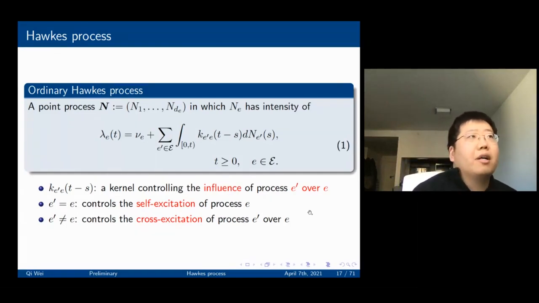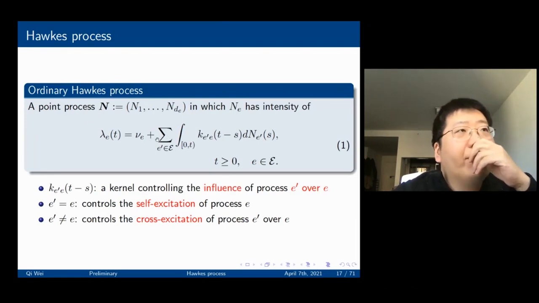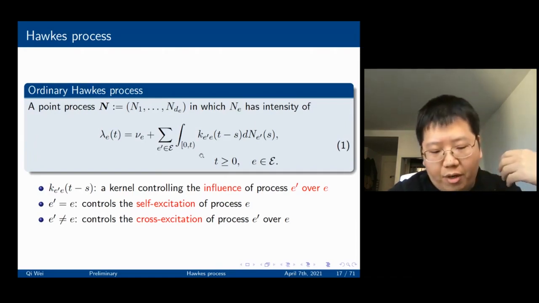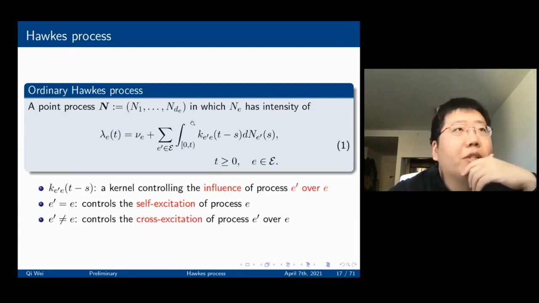So here's an ordinary Hawkes process. The main difference is that instead of the intensity being a constant, we have this part. This part is what we call the excitation part, to consider all the influence from event E prime over event E.